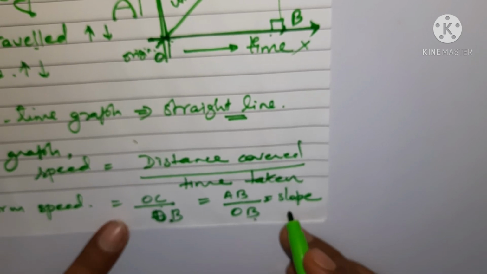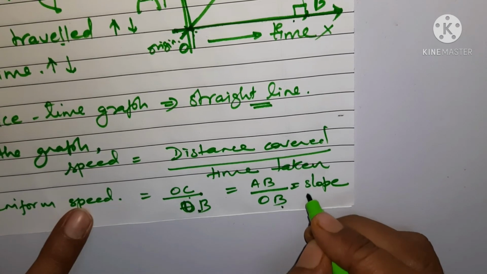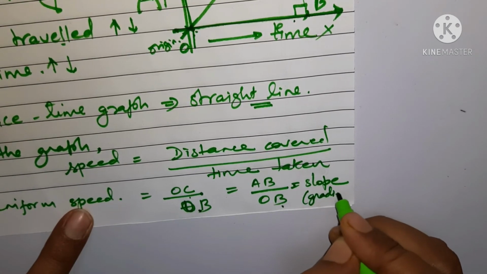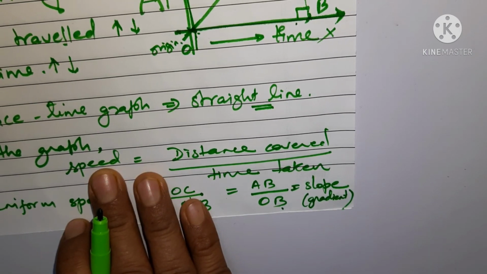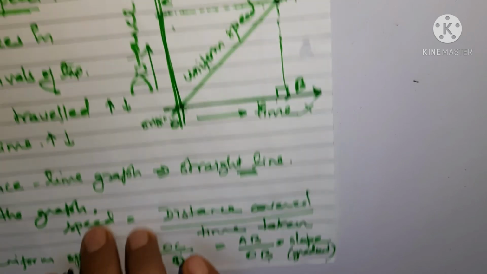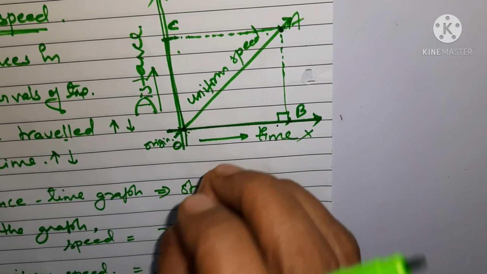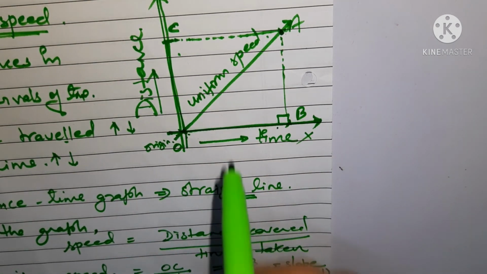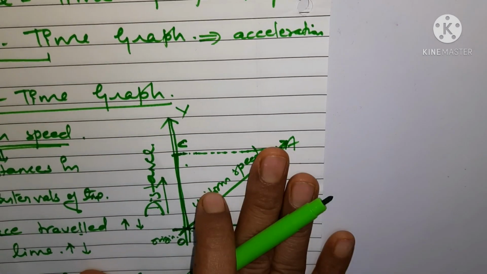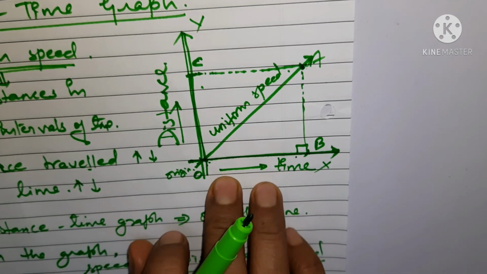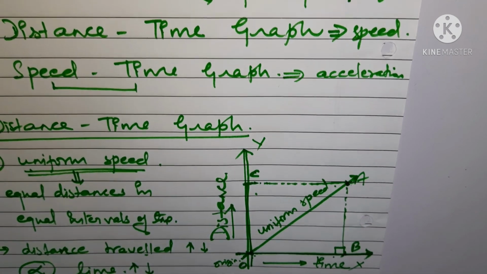AB upon OB gives you the slope. It is the gradient. We call this slope the gradient. So this gives you the speed, and that is why we say that with the help of this distance time graph, we can calculate the speed of the body. This is why we say that with this type of graph, the distance time graph, we calculate the speed of a body, as well as the distance covered. Thank you.